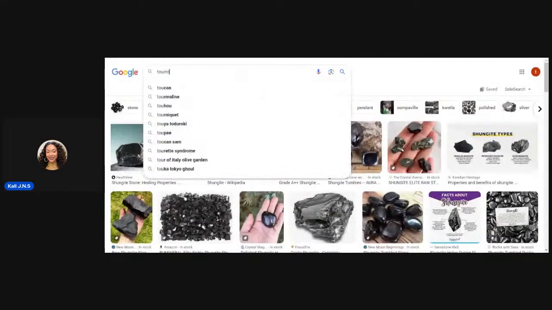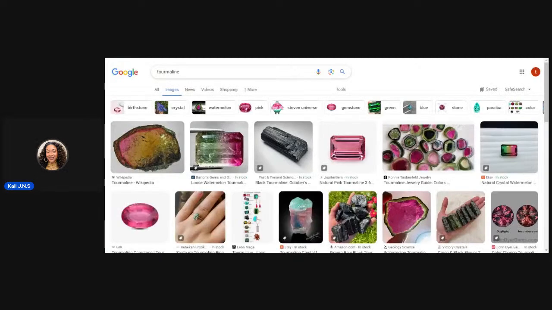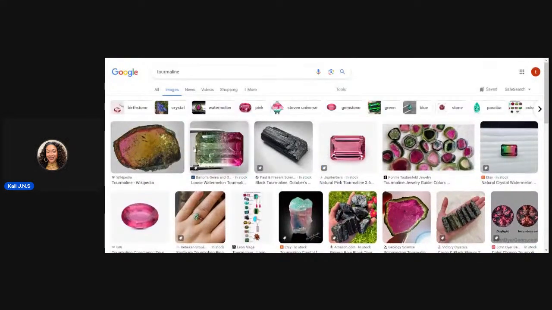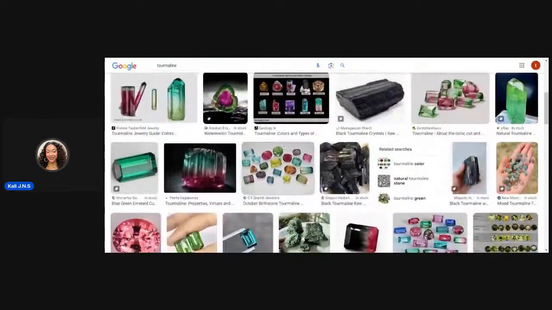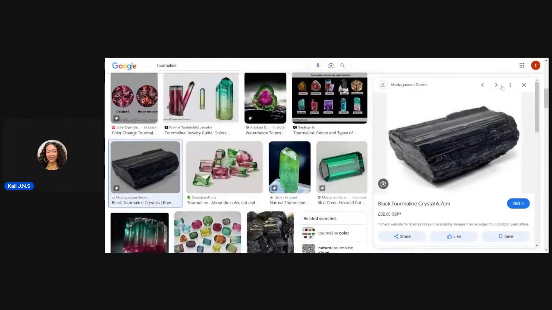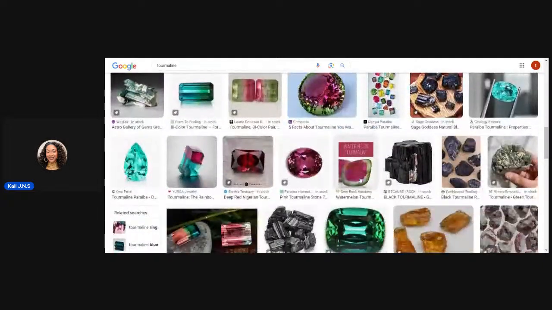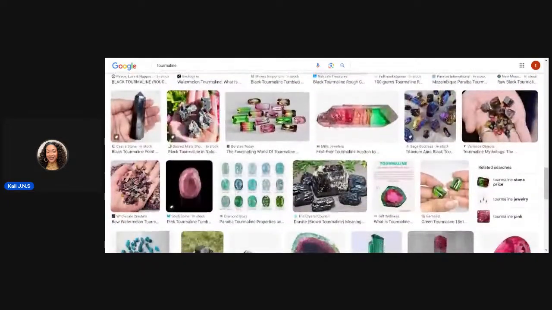Tourmaline as well blocks EMFs. They got different types of tourmaline too. Watermelon tourmaline. I usually just use black tourmaline. Black tourmaline is the best for EMF, for the negative green vertical line of the wave. Okay, that's the one that's detrimental to humans.